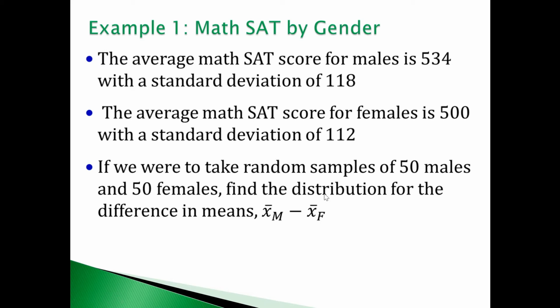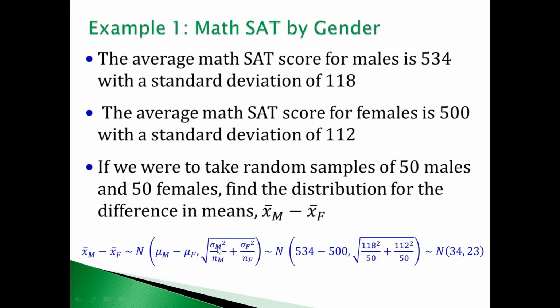So it'll be the square root of the first population standard deviation squared over the first sample size plus the second standard deviation squared over the second sample size. So if you plug in all these numbers, you'll have the standard error to be at 23. The center will be the difference in means. You have the males minus the females. So you'll do 534 minus 500, and that will be 34.